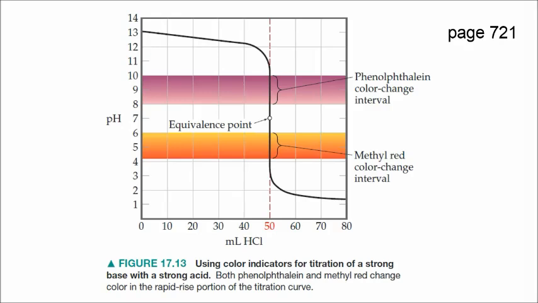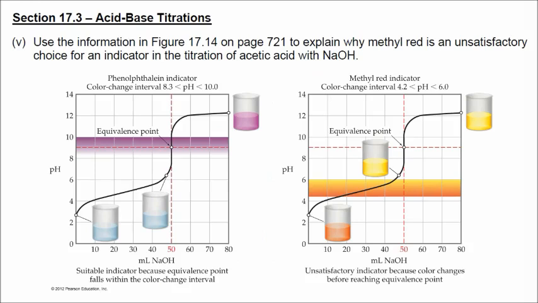So using color indicators for titration of a strong base with a strong acid, both phenolphthalein and methyl red change color in the rapid rise portion of the curve. So when would an indicator not be appropriate? Well, take a look on page 721 and you can see that if we had used methyl red for a weak acid strong base titration, then the methyl red would have changed color from red to yellow at around pH 6. Stopping your titration before you reach the equivalence point would be a problem.